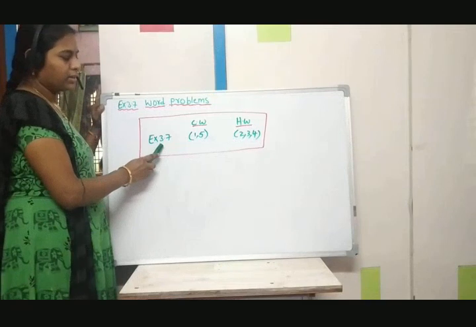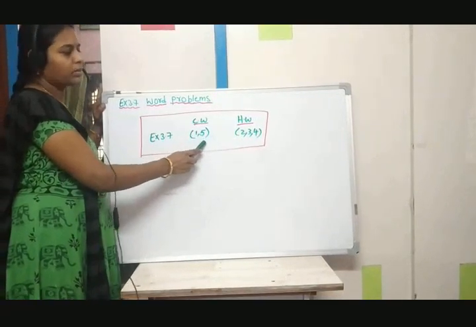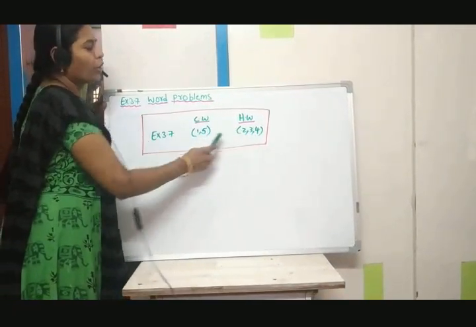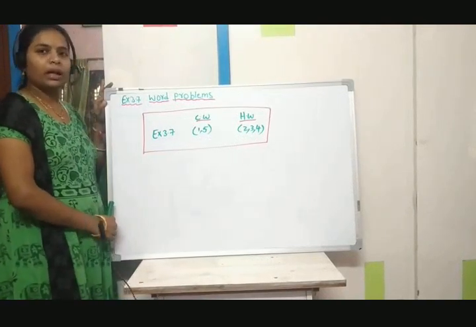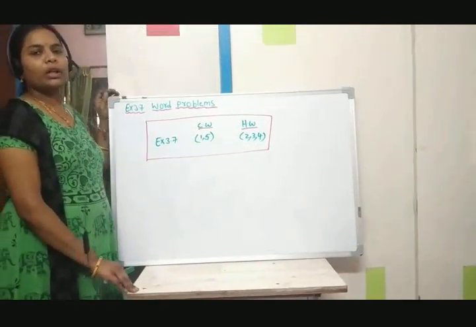Now please note down the classwork and homework sums in exercise 3.7. The classwork sums are 1 and 5. Homework sums are 2, 3, 4. Do them in the respective books.